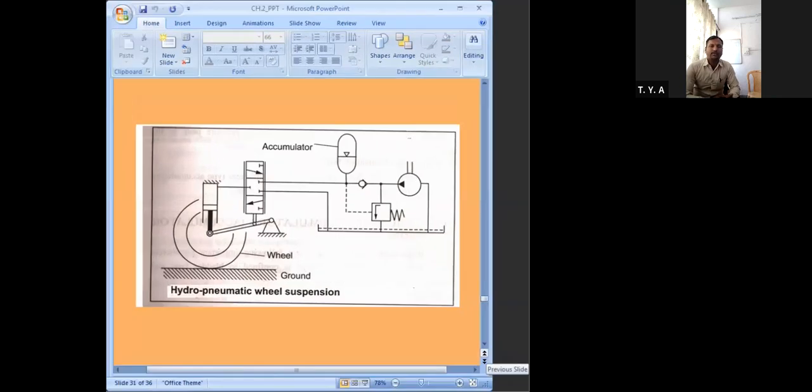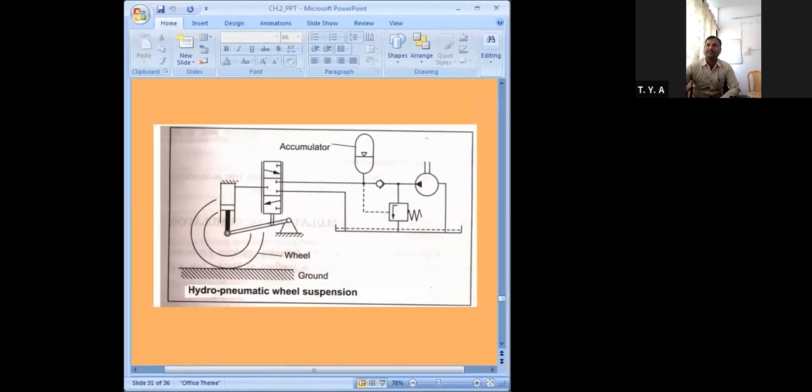Now for better understanding, I will show one small video, and in the next lecture we'll see another element, that is the intensifier. Okay, wait, I will share my screen.